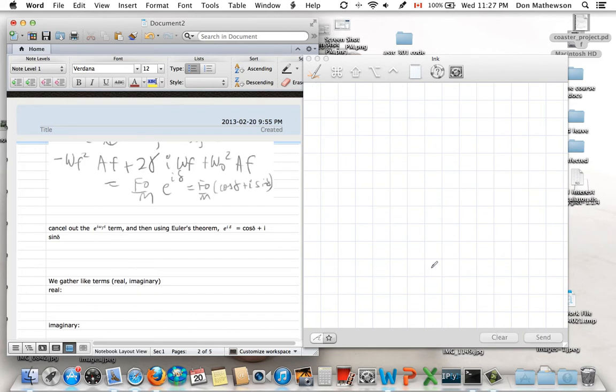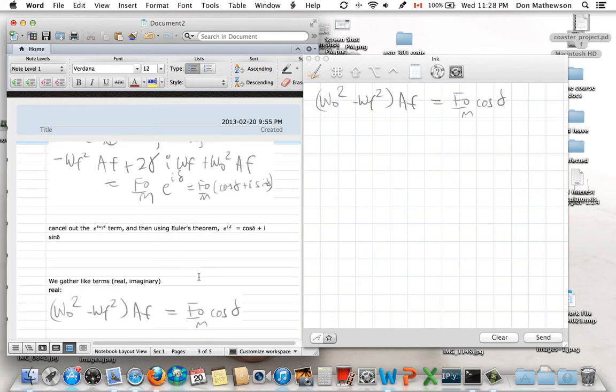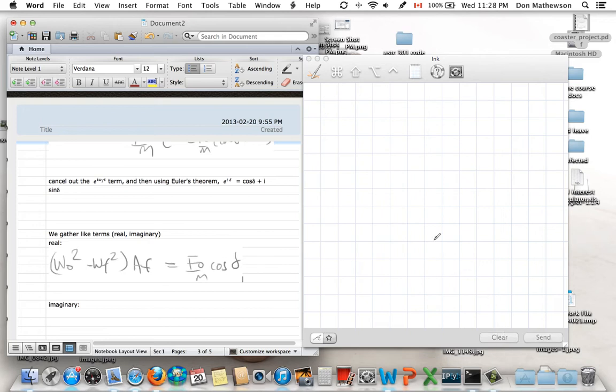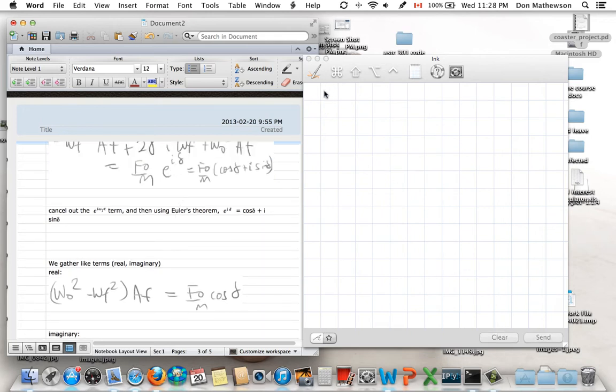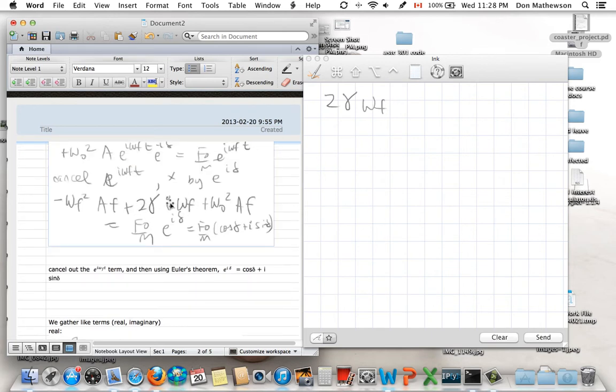So comparing real terms and doing a bit of factoring, we're going to get omega naught squared minus omega f squared times a f. That's the real terms on the left. That's got to equal F naught over m cos delta. That's the real term on the right. So that's the real equation. The imaginary equation is twice gamma omega f. That's the coefficient of i on this side, and the coefficient of i on this side is just going to be F naught over m sine delta.